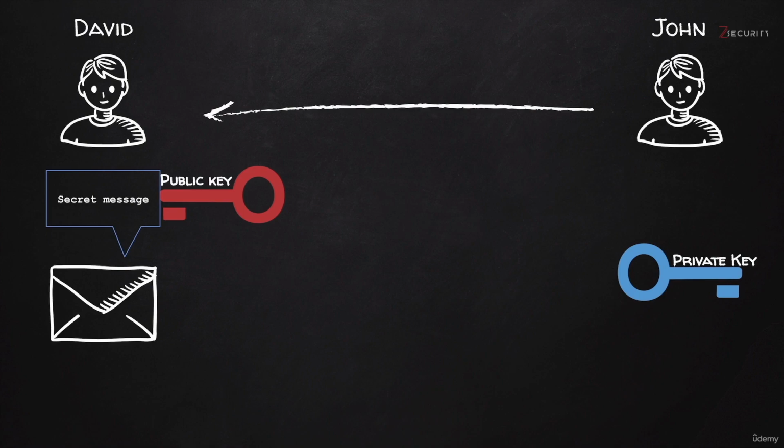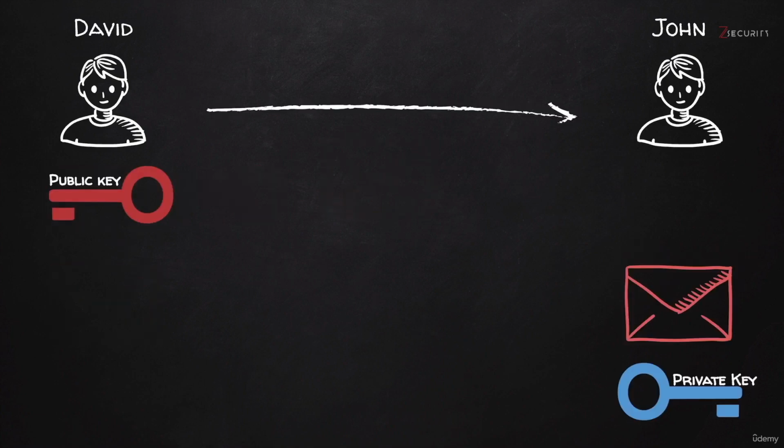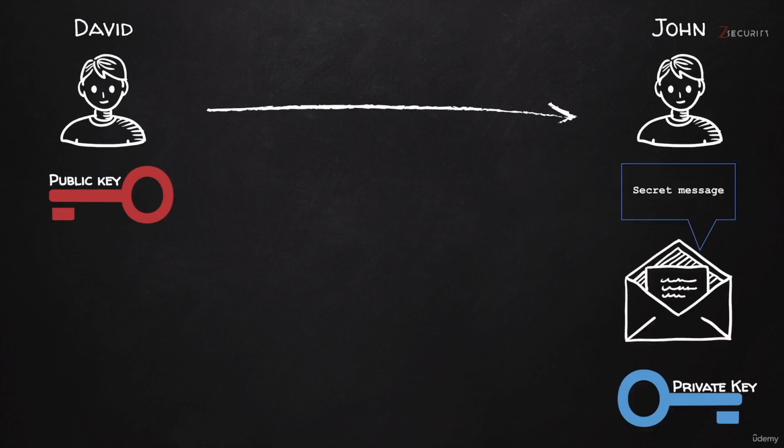That person, who is David in this example, will use the public key to encrypt the message and send the message to John. The message will be unreadable unless the private key is used to decrypt it. And as you can see throughout this whole scenario, the private key never left John. So John never shares the private key, and it is the only key that can be used to decrypt the data. Therefore, this implementation is very, very secure.